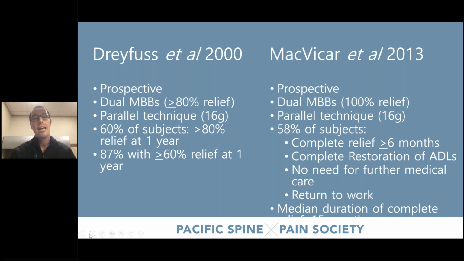Both used large gauge conventional radiofrequency electrodes, 16 gauge, excuse me, with parallel technique. And you can see the results. They're quite impressive. So this is kind of the gold standard. And we know that if we use a dual branch block selection technique, we use parallel technique and large gauge electrodes, large lesions, we should see excellent outcomes. Let's go to the next slide.